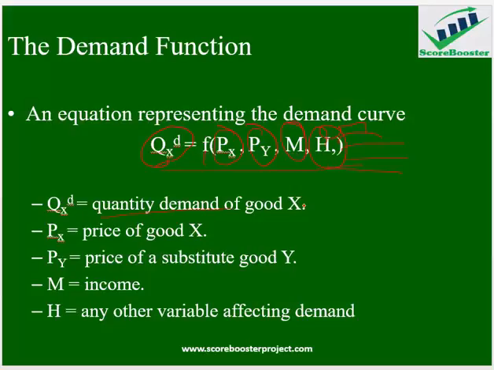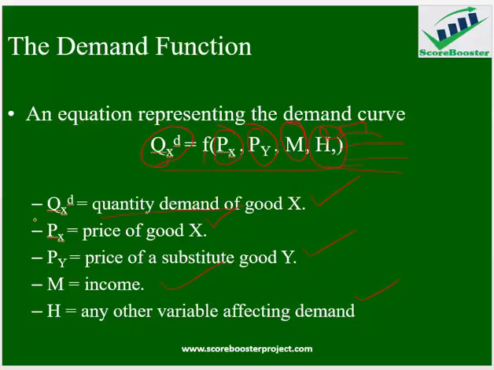QSD is the quantity demanded of commodity S. It's a function of the price of commodity S. Are we okay? And it's a function of the price of the substitute, income, and any other variable affecting demand. There are many of them. We mentioned some of them last time.